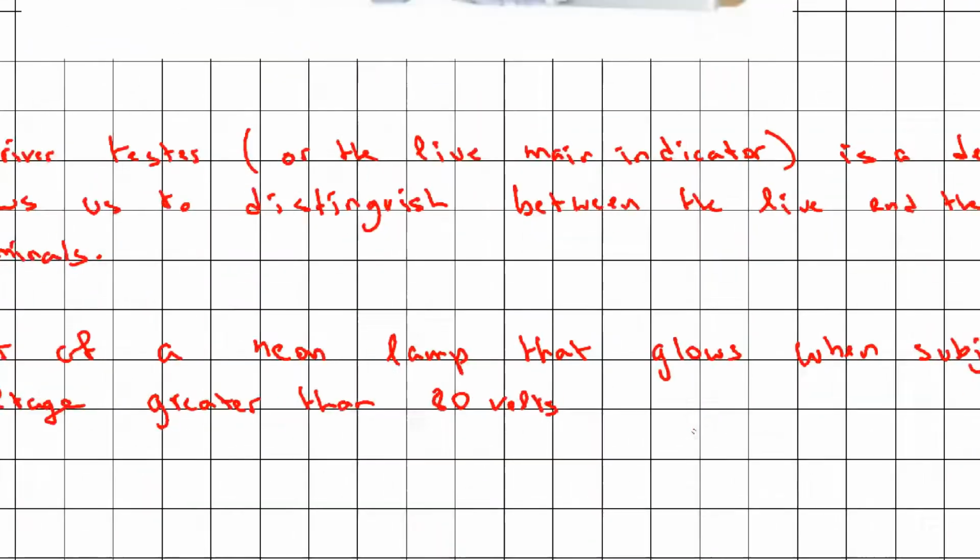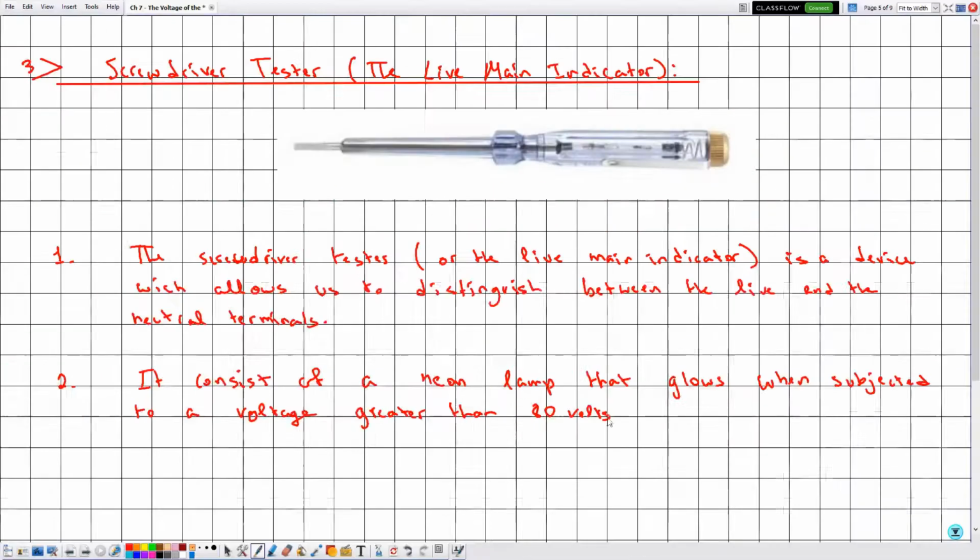Now, why greater than 80 volts? Later on we will check that this voltage may cause electrocution, which leads to death, while holding its extremity with the finger.